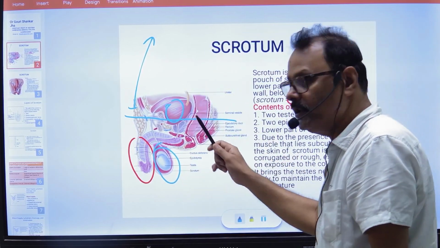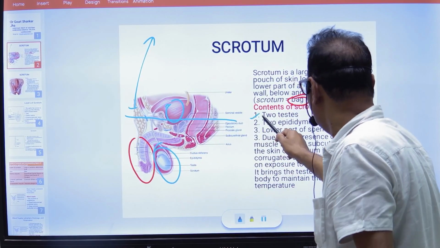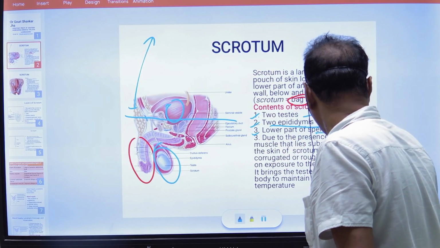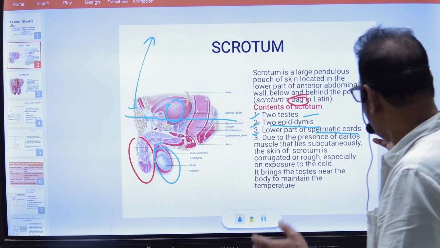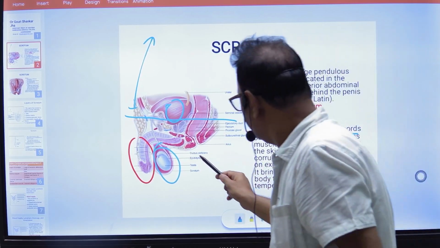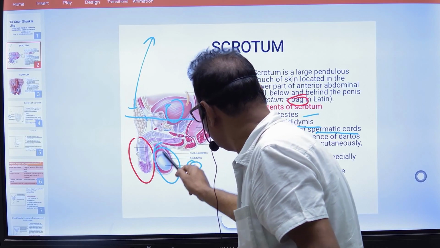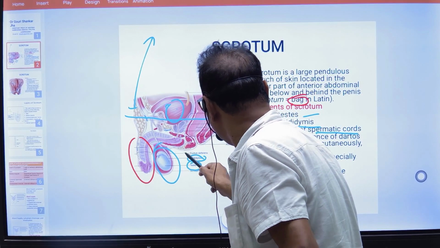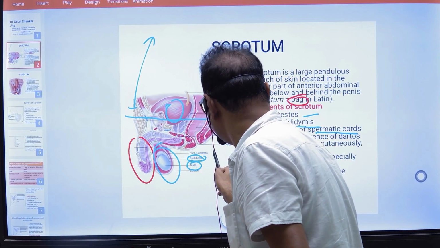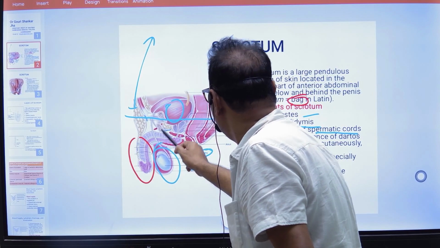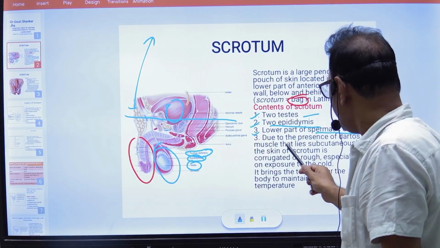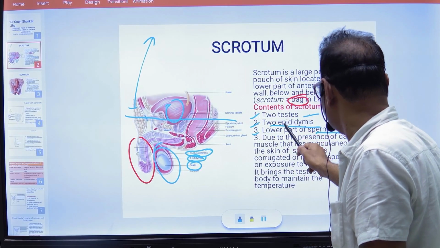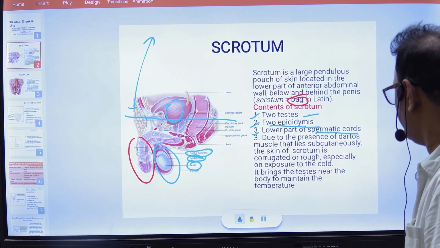What are the contents of the scrotum? In it we find two testes, two epididymes, and the lower part of the spermatic cord. On one side there is a testis, on the other side a testis, and we have the epididymis over here and the spermatic cord over here. This is the ductus deferens. So these are the salient features of the contents of the scrotum: two testes, two epididymes, and the lower part of the spermatic cord.